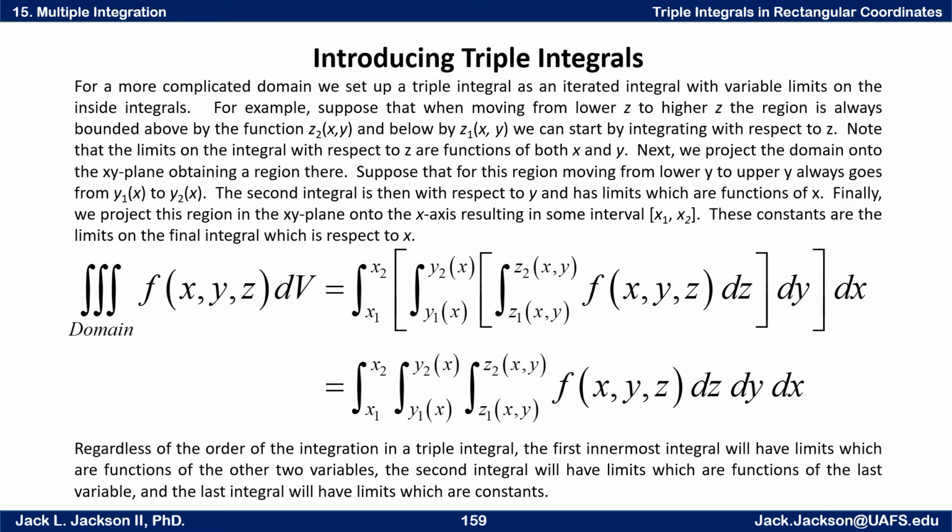So regardless of the order of integration in a triple integral, the first or innermost integral will have limits which are functions of the other two variables. The second integral will have limits that are a function of the last variable, and the last integral will have limits which are constants.